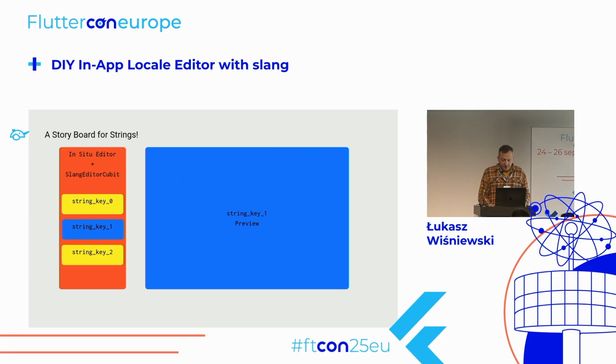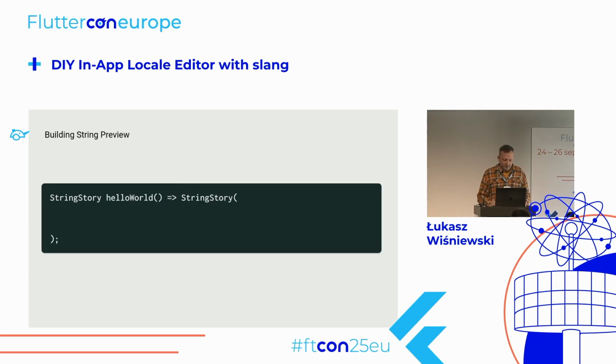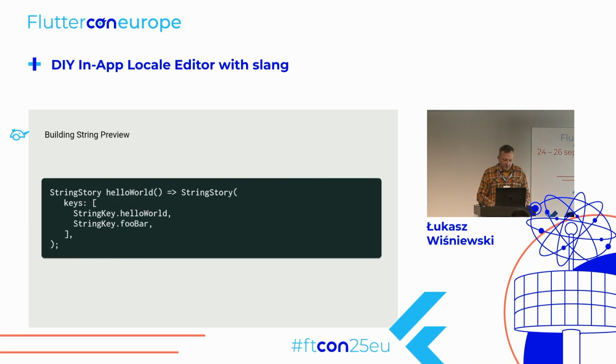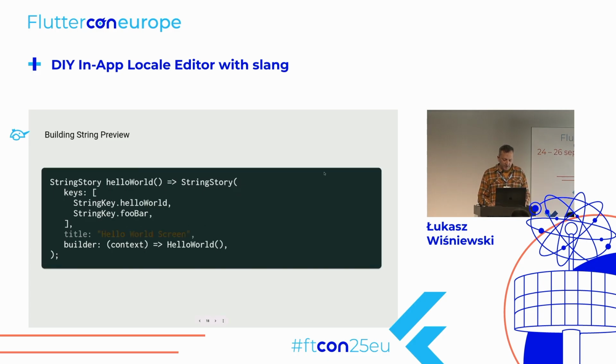These previews, unfortunately, don't come for free. So I solved it by defining a string story. In a string story, you can say which keys are covered. Then you provide a widget builder and some human-readable title.